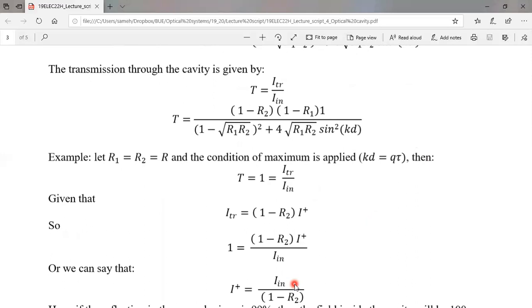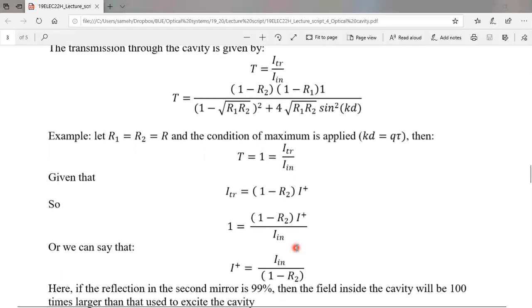It is a four-step mathematical derivation. First, I start with T equal to 1. Then I transmitted over I incident equals 1. I transmitted is equal to 1 minus R2 times I plus. Then 1 minus R2 times I plus equals I incident. Then I plus equals I incident over 1 minus R2. Where is the issue? Where is the point? Now let's see this point.